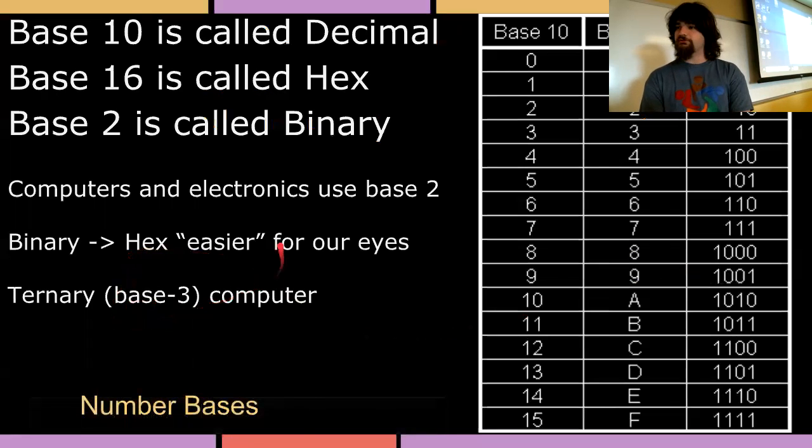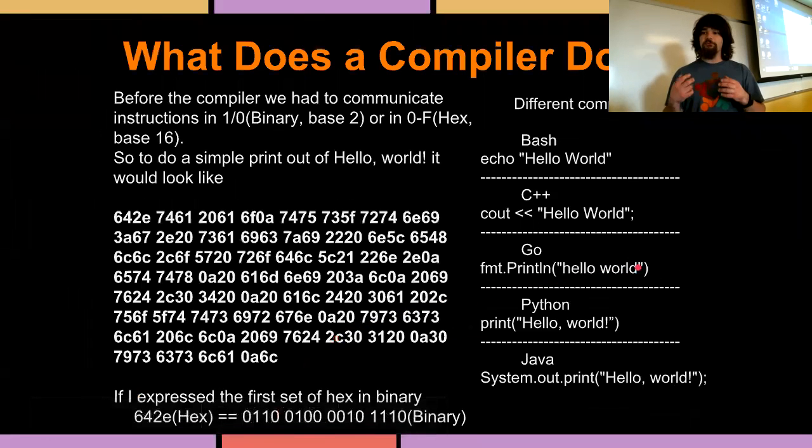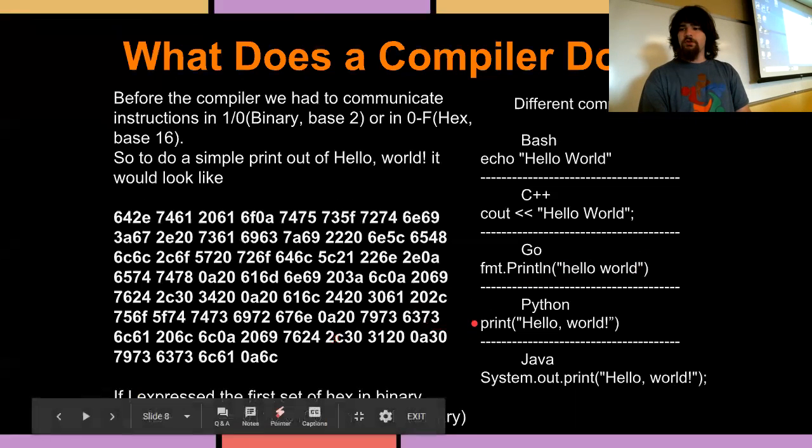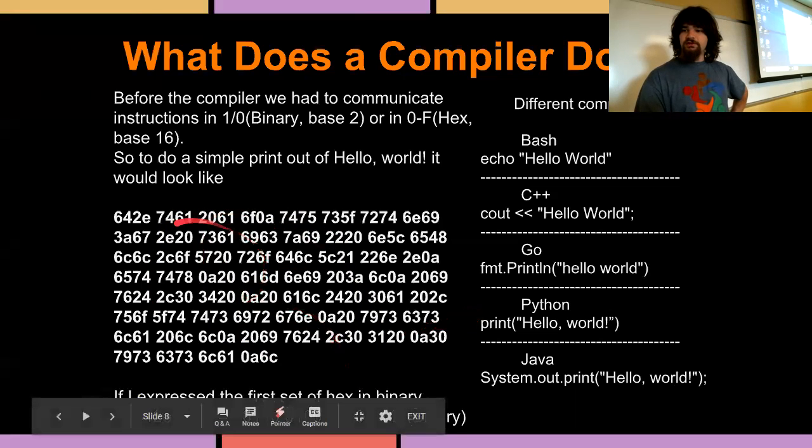Yeah. So let's talk about compilers now. Before the compiler, we had to communicate the instructions in our 1s and 0s, or we would express it in hex, in that base 16. And so literally, your program would look like this. This is hello world right here. That's it. That's hello world. And you notice that this is in base 16. This is in hex, because this is very easy for our eyes.